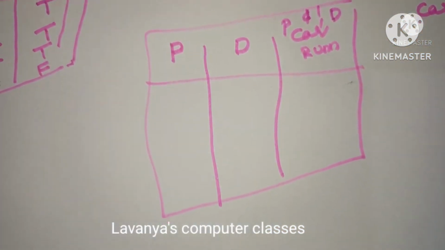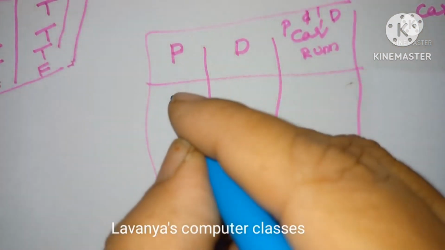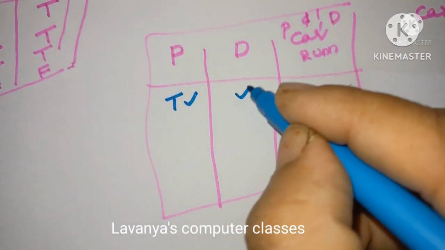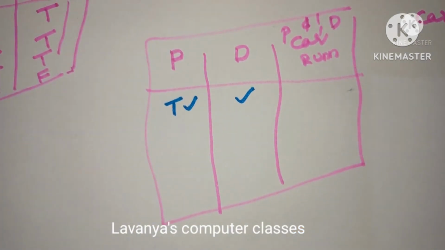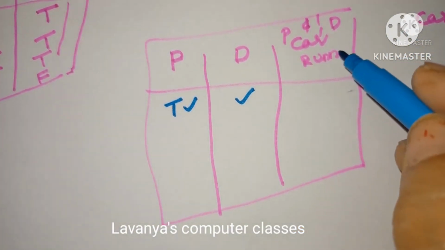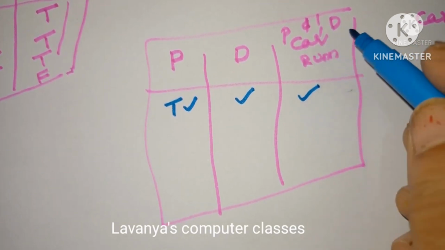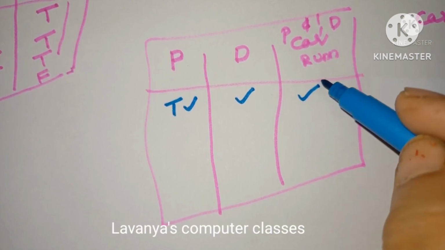So we'll explain now. I have petrol, true. I have diesel also. Petrol is there and also diesel is there. So is the car running or not? Yes, the car is running. Either we use petrol or diesel, the car is automatically running.